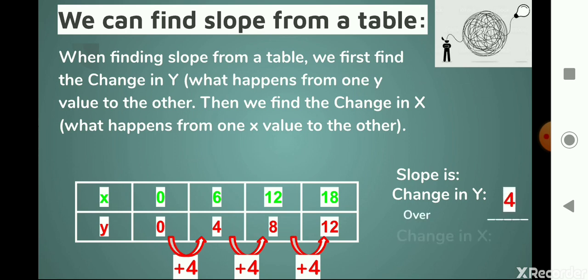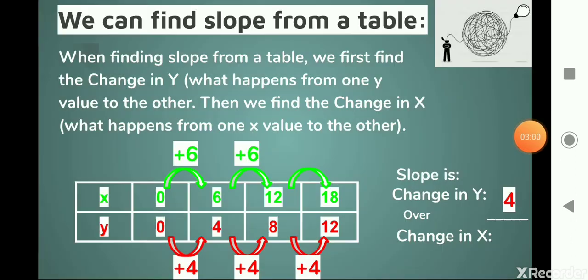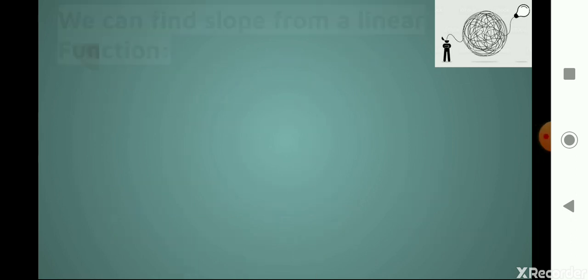Then we need to have that over the change in x. Let's figure out the change in x. From here to here, yep, we added 6. From this point to the next value, yep, plus 6. And plus 6 as well. So that means that the change in x is 6. So our slope is 4 over 6.